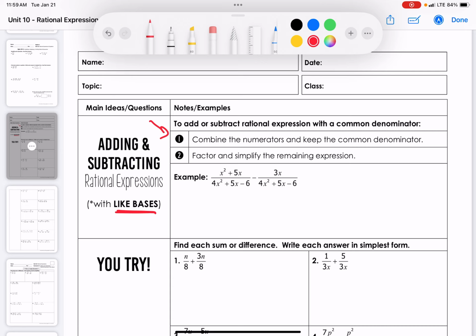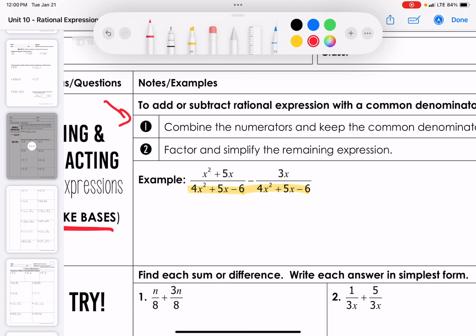All right, so if I'm working this out, let's go with this. I got x squared plus 5x minus 3x. So notice how they have common denominators right here and right here. So I'm going to combine the numerators. Now this gives me x squared, so it's 5x minus 3x, so it's going to be x squared plus 2x. Now this is going to be over 4x squared plus 5x minus 6.